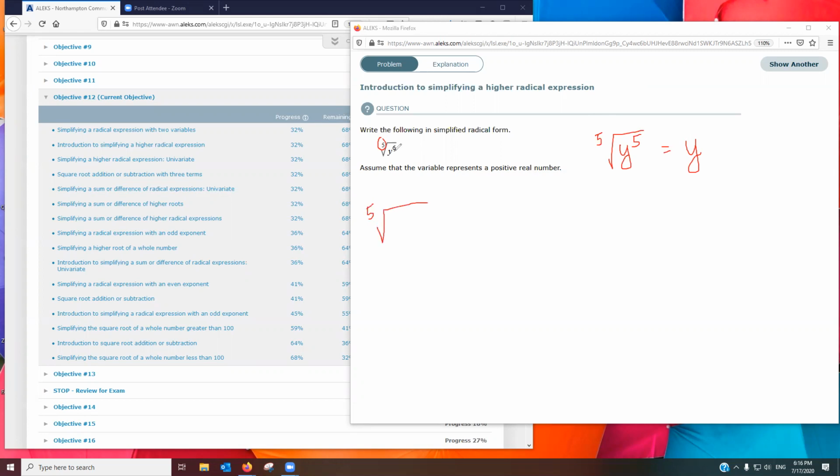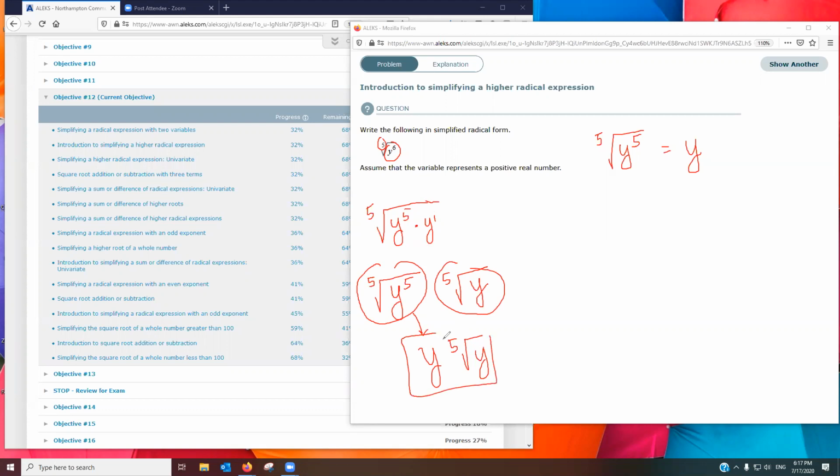I'm going to take y to the 6 and rewrite it as y to the 5 times y to the 1. Now I'm going to break this up into two separate 5th roots. It's going to be the 5th root of y to the 5 and the 5th root of just y. The 5th root of y to the 5 simplifies to just y. And then this 5th root of y, I just bring down with me. I can't do anything to simplify it. So this is the final answer on that one.